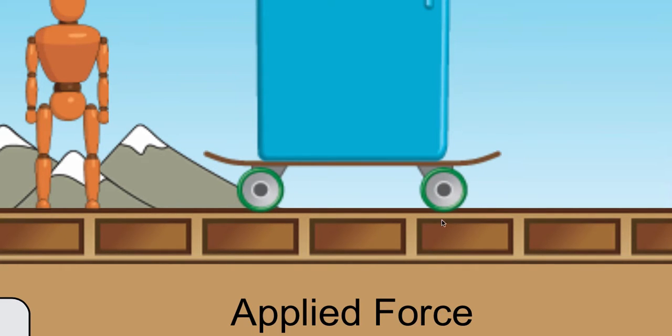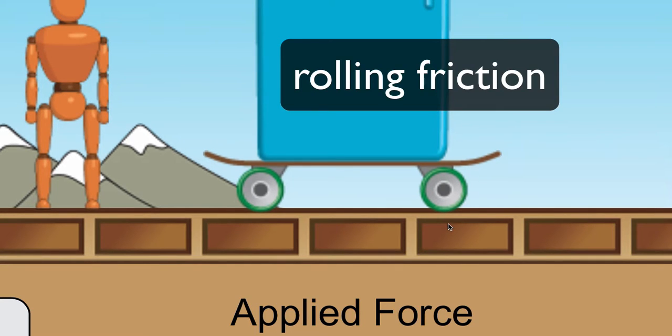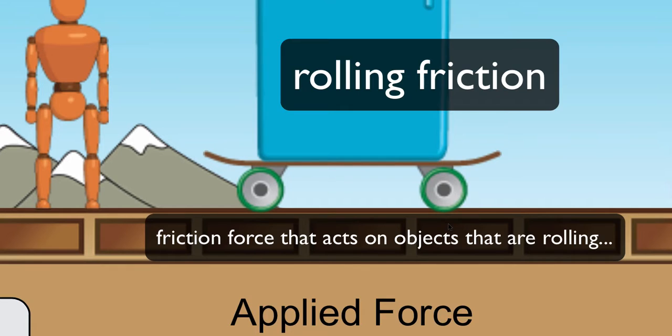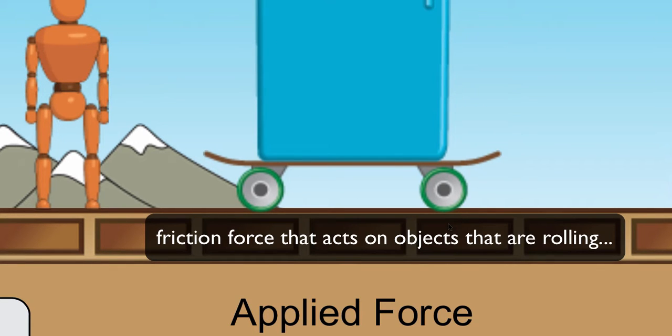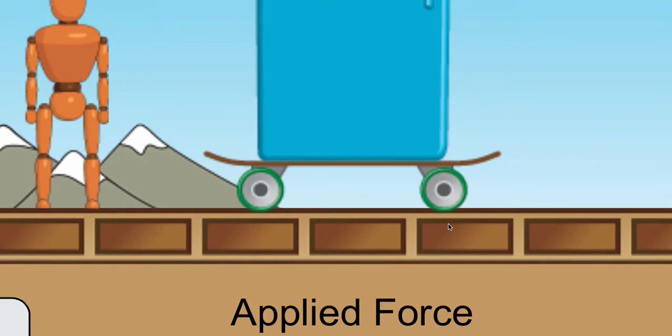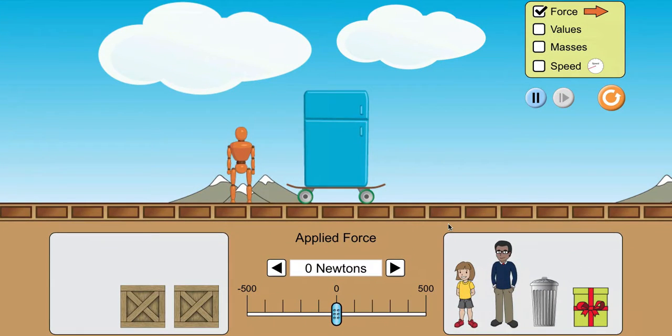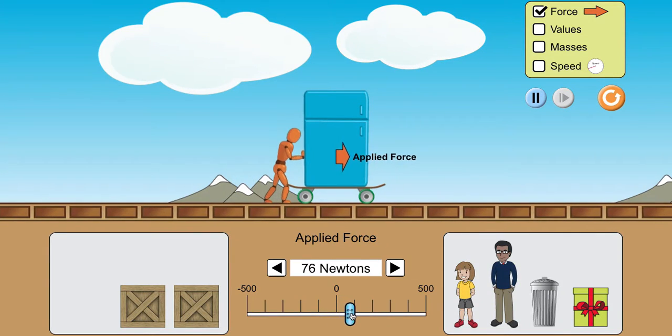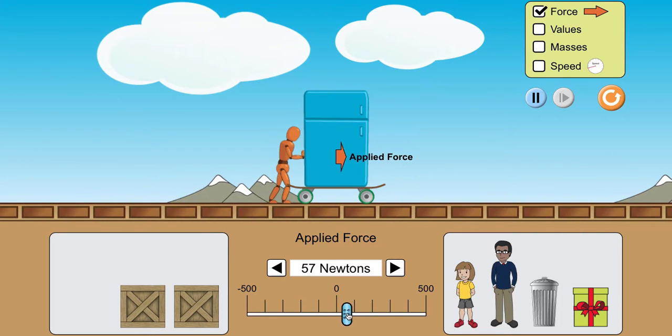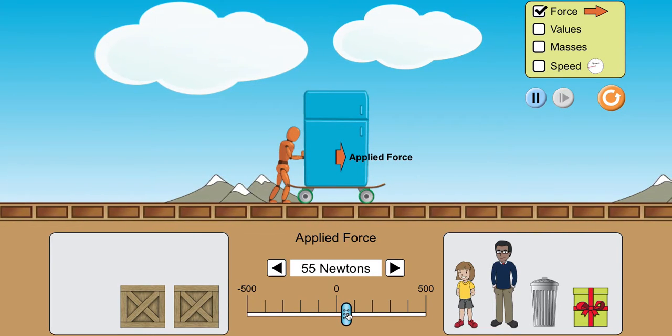My wheels are in contact with it. This is called rolling friction. It's the frictional force that acts on a rolling object. This frictional force is actually anywhere from 100 to 1,000 times less than your sliding force or your static force. Notice, when my refrigerator was in full contact with the floor, not even 500 newtons would move it. But now, with as little as 55 newtons, I'm able to get movement.